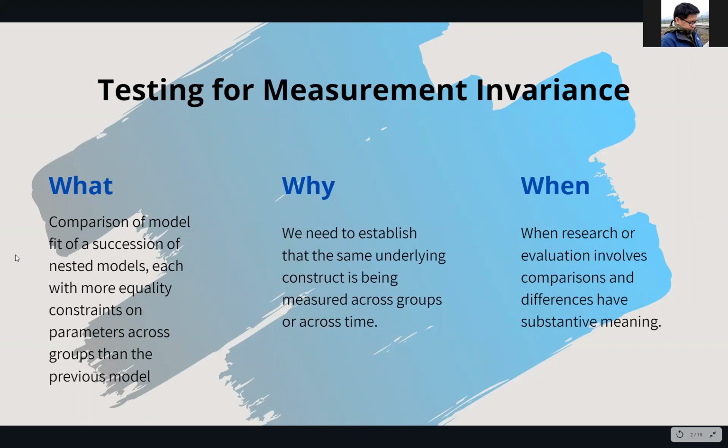When should we use measurement invariance? It is particularly useful when we are involved in a research project or an evaluation that includes comparisons of groups, and the differences between and across those groups have substantive meaning.